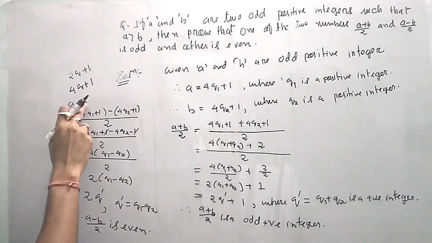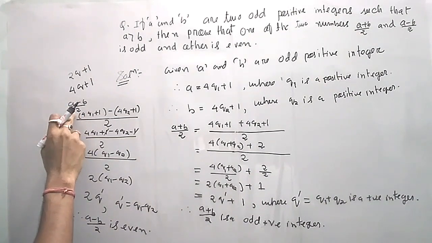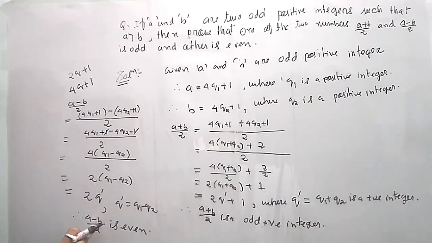Similarly, we find the value of (a minus b)/2. Putting the values of a and b, the last step becomes 2 into q dash. 2 into q dash means it is of the form 2q. So when a number can be expressed in the form 2q, it becomes an even number.